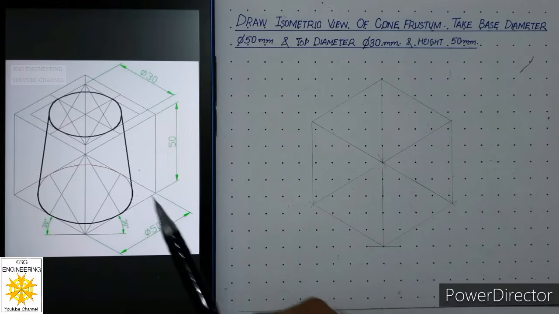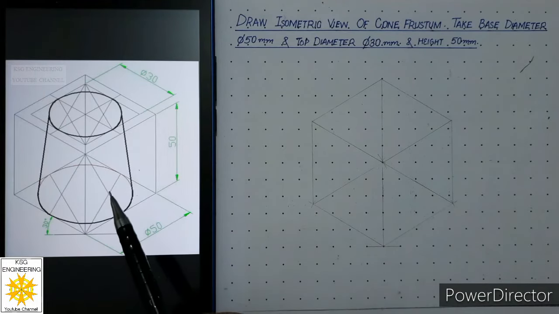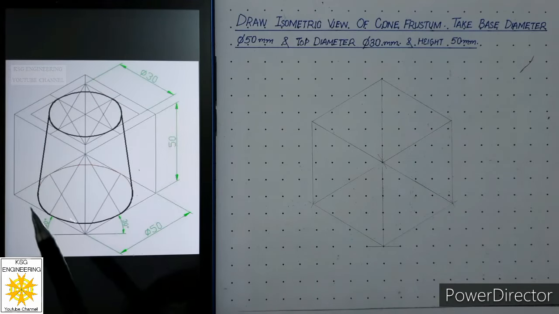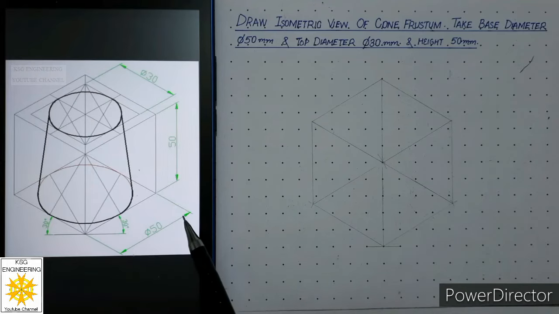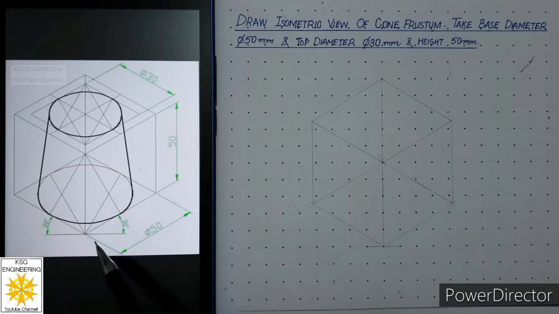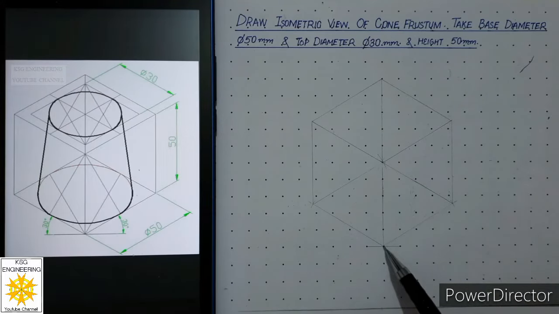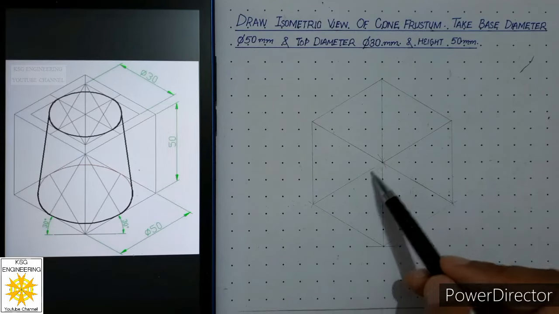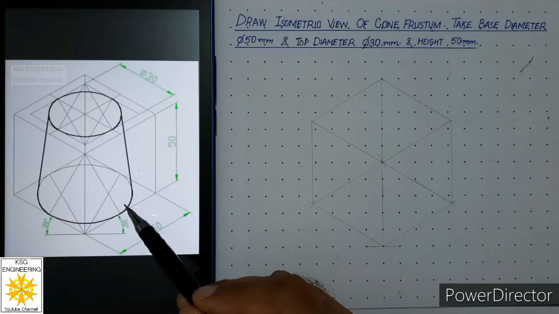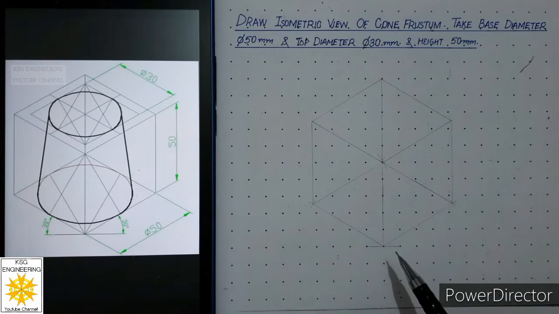Now we know in order to draw this cone frustum, we have to first draw its base, which is an ellipse. And this base is of 50 mm. And in order to draw this ellipse of 50 mm, we need sides of 50. And we know the base of this cube is also of 50 mm. So it means we will use this base of the cube to draw ellipse through 4 center method.